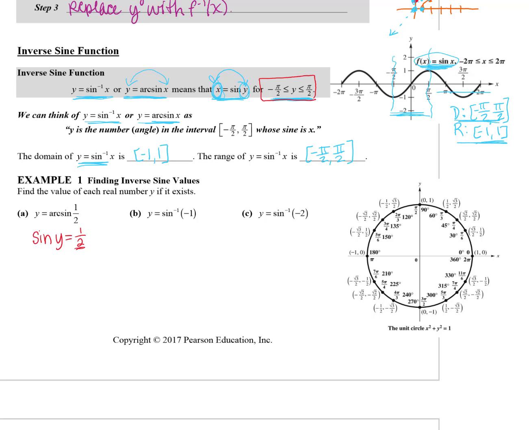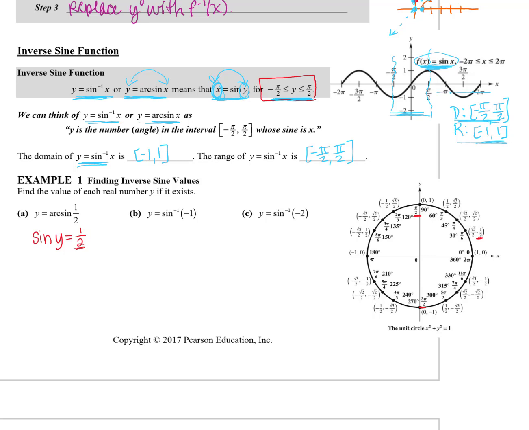Where is negative pi over 2? Well, that's coterminal to 3 pi over 2, and it goes up to pi over 2, which is up here. So what we're doing is we're looking at quadrants 4 and 1. So in quadrants 4 and 1, where is the y value 1/2? Well, that would be right here.